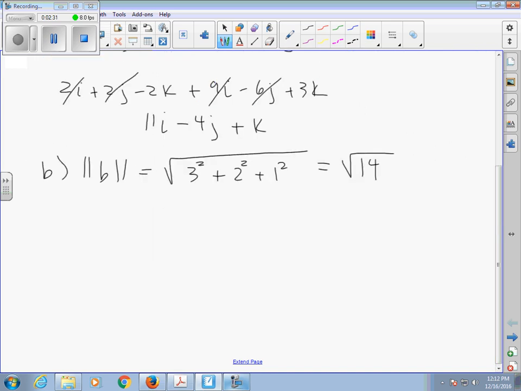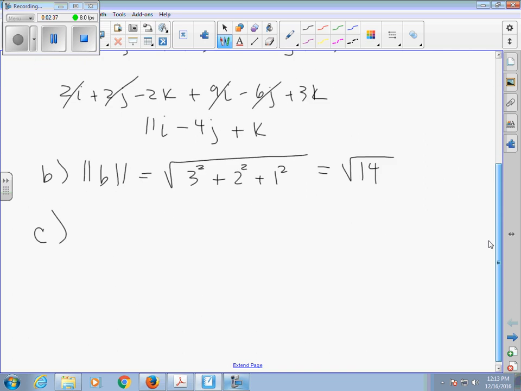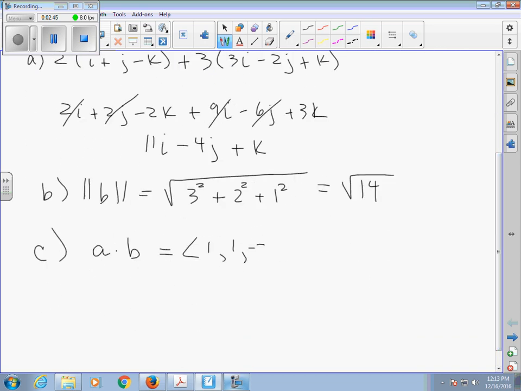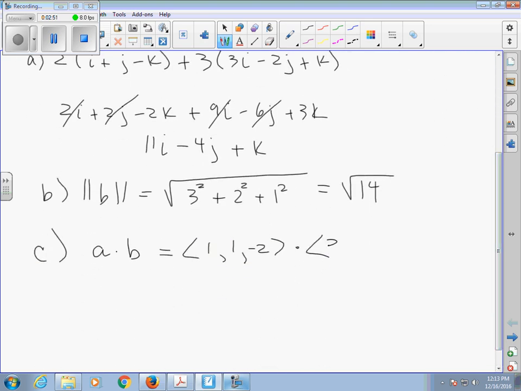C, that notation means the dot product. We're taking the dot product between A and B. So A dot B, I'm going to do this one in component form because I prefer that. A is dotted with B, which is 3, -2, 1. And the dot product is taking the like parts, multiplying them, and adding them all together.